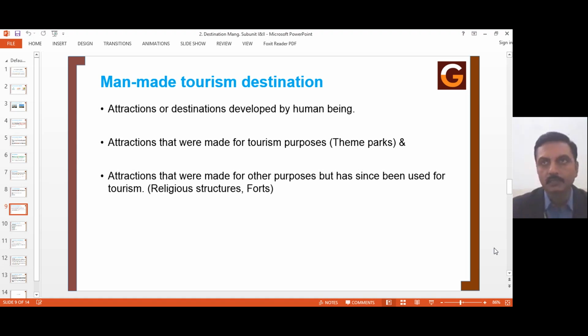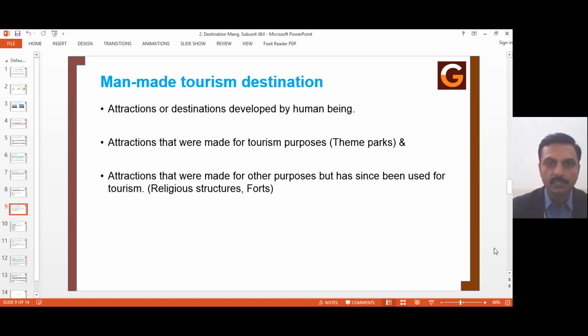Or for example, we take Mumbai VT Terminal Station. That is an excellent example of Gothic art and modern art. The kind of architecture the station has is there, and the station is still functional. So many people go to see that kind of structure. So these are the man-made tourism destinations, and we have natural tourism destinations. There are two basic classes in which we can define the tourism destination.